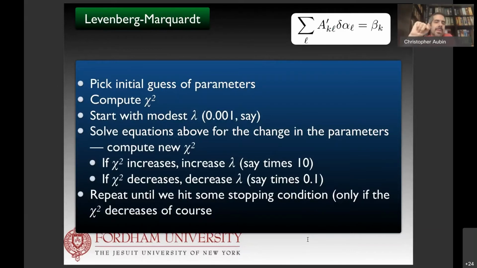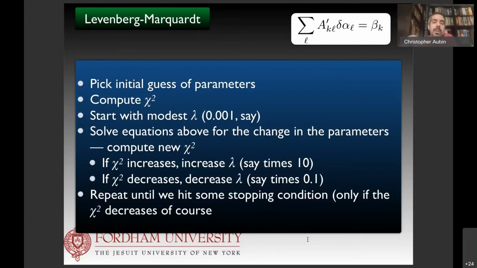And a lot of these fits can be highly dependent on your initial guess. Of course, it depends on the particular data you're analyzing, but a really bad guess could mess up your results. And then you compute the chi-squared with your initial guess. Have a modest choice for lambda, let's say 10 to the minus 3. Then you solve the equations above for the change of the parameters, change the parameters, and then compute a new chi-squared.